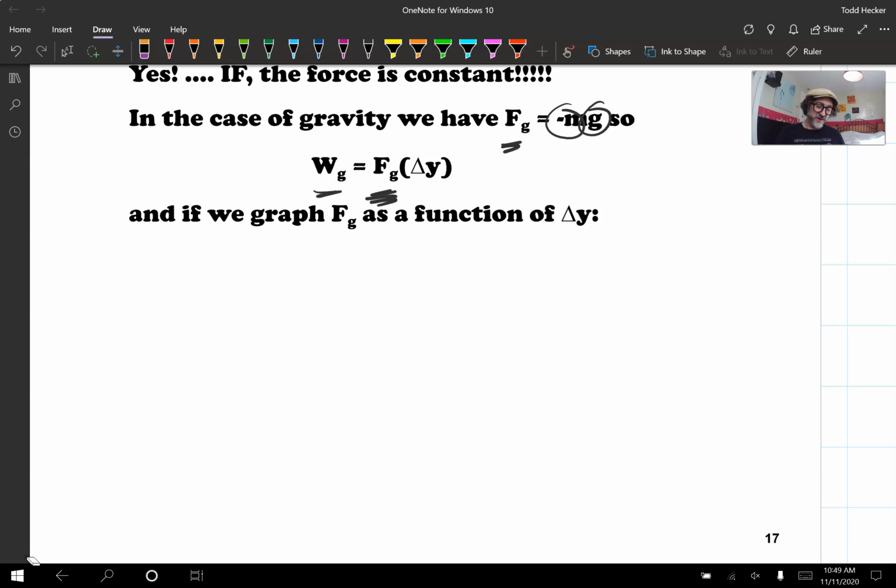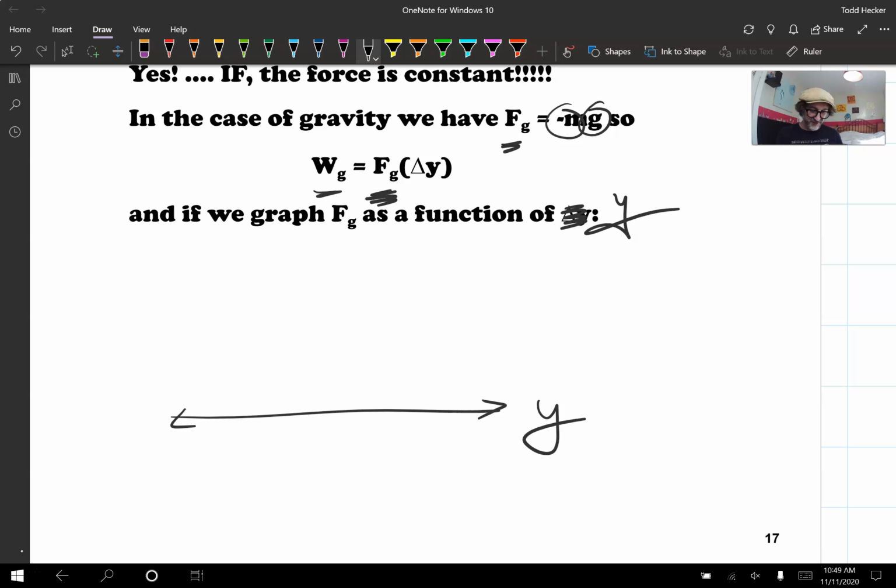So suppose I was to graph a function that showed the force of gravity as a function of position. Here on my notes, I wrote delta y, but I think what I really want is y. That's going to make our life easier. This is a little bit weird, because usually y goes on the vertical axis, but here our force depends on our position. So I'm going to put the vertical position on the horizontal axis, and then measure my force as a function of that.